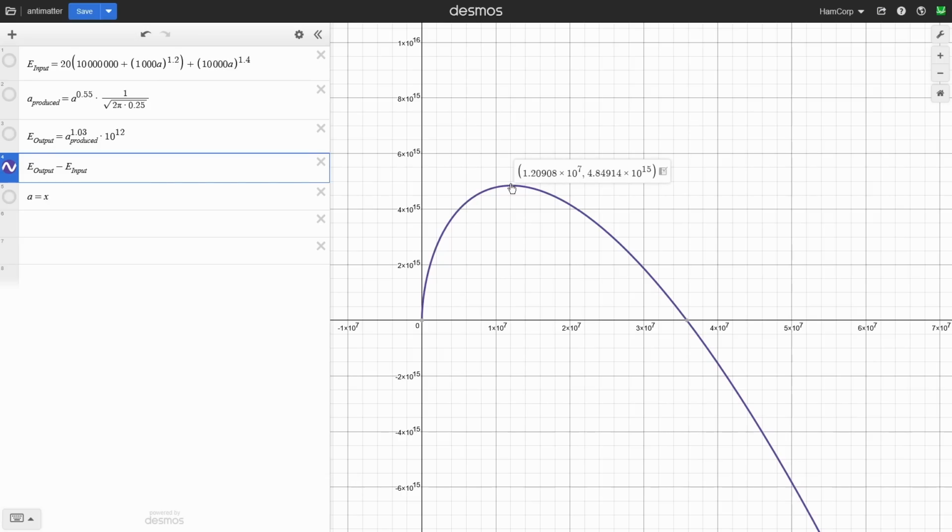This peak happens to be at 12 million liters of antimatter for me, for my specific set of input fluids. And that is a lot. So I need to build up to that amount, which is going to be a pretty big EU investment. But once I'm there, I will be making 4.8 times 10 to the 15 EU per second. Of course, we care about EU per tick, so it's a 20th of that, but still, that's a lot. That is a lot more than I make right now.